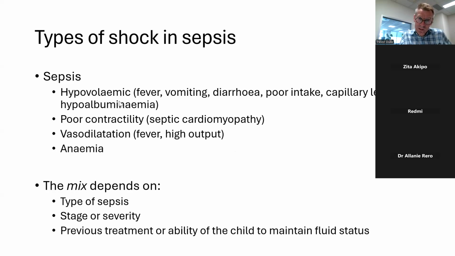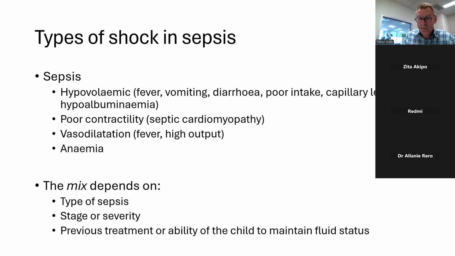It's often some of each: hypovolemia, poor contractility, a bit or severe vasodilatation, and sometimes the hemoglobin's low and anemia. And you need to address all of these things in the resuscitation of septic shock. So not just giving adrenaline or not just giving fluid, but thinking about the balance from all these things. And so the mix depends on the type of sepsis the child has, the stage or severity of their sepsis, and whatever previous treatment they had.